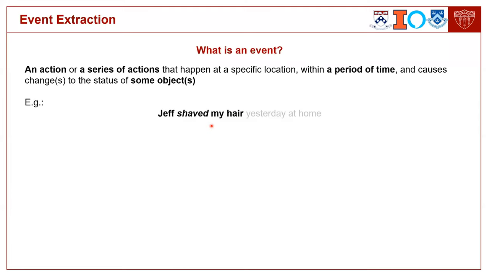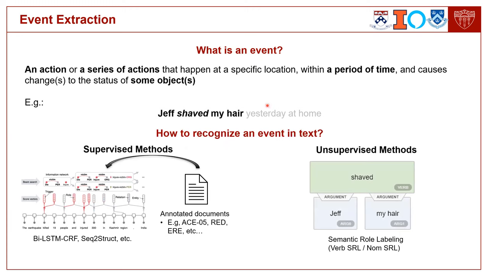For example, we have one event description here: Jeff shaved my hair yesterday at home. So here we have the protagonist or performer, Jeff, who performs the action shaved on the object, my hair. So in that case, the status of my hair will be changed to maybe becoming shorter, right? And optionally, we may also have time, yesterday, and location, like at home, in an event description. Although the location and the time are sometimes optional, what is actually important is the action and also the object that is affected by the action. So this is one description of events.